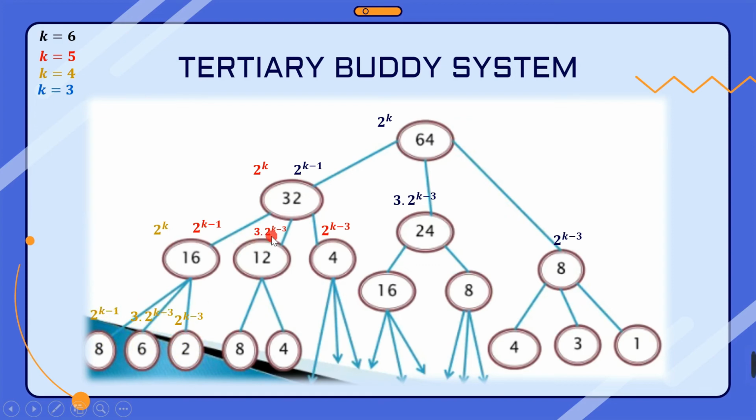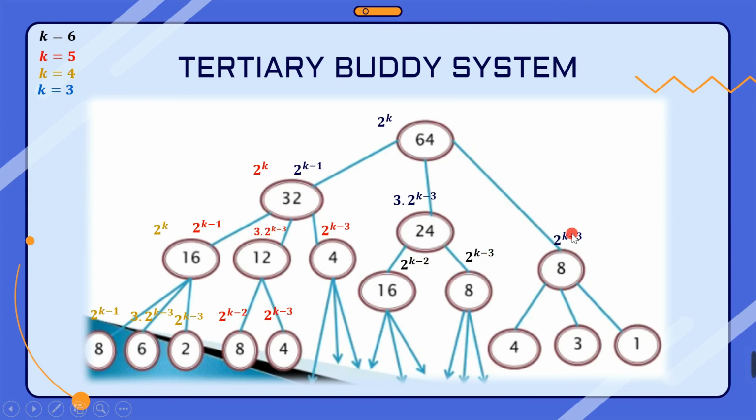For 3 times 2k minus 3, it can only split into 2 parts using this formula, 2 power of k minus 2 and 2 power of k minus 3. For 2k minus 3, if we want to split again, we must find the new k, and it can split into 3 parts using the normal formula. For 3 times 2k minus 3, if we want to split, we just use this formula: 2k minus 2 and 2k minus 3.